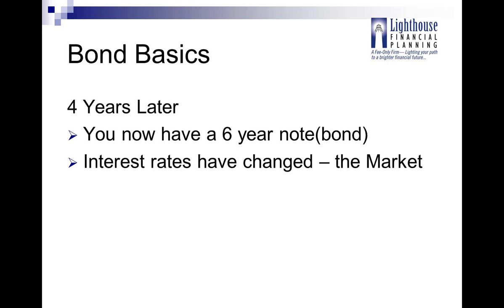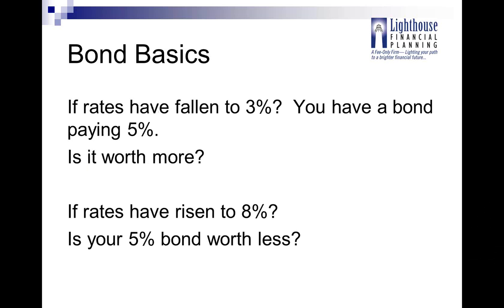So when you say, what is your note worth at this given moment in time? Well, if you hold it till maturity, you get your $10,000 back. But what if for some reason you want to know the value of it today, or you want to sell it for any reason, and interest rates have changed? Well, what if rates had fallen to 3%? You have a bond paying 5%, and everybody else investing is given $10,000, and they're getting 3%. Your bond's paying 5%. Is it worth more? Yeah, it is worth more. How much more? Well, there's formulas for figuring that out, but it's certainly going to be worth more than $10,000.